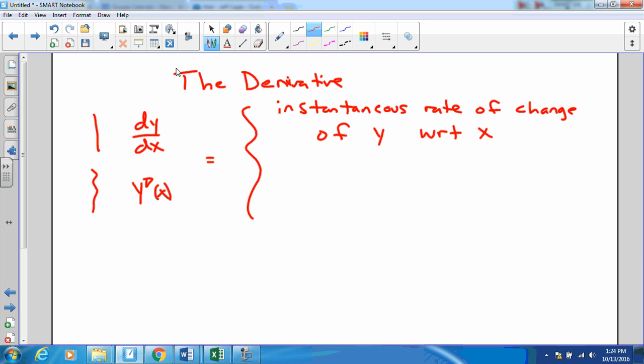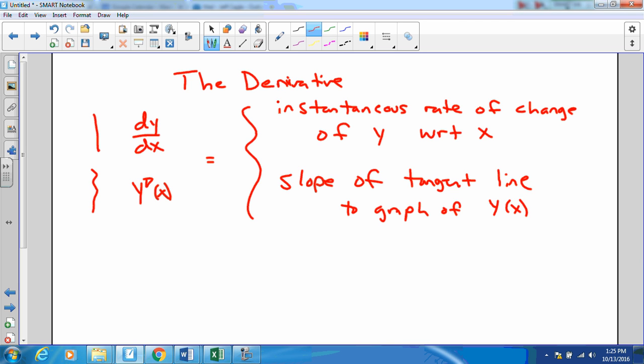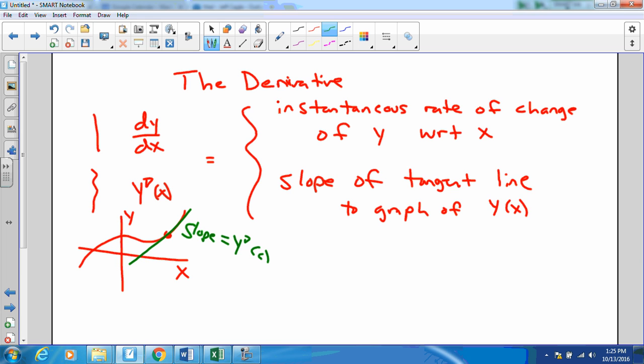Now, geometrically, the derivative is the slope of the tangent line, or the line tangent to the graph of y of x. So it is a very interesting thing that if I have y and x like so, and I go to a point c, the slope of this tangent line just so happens to be equal to y prime of c, which is the instantaneous rate of change of y with respect to x at point c.